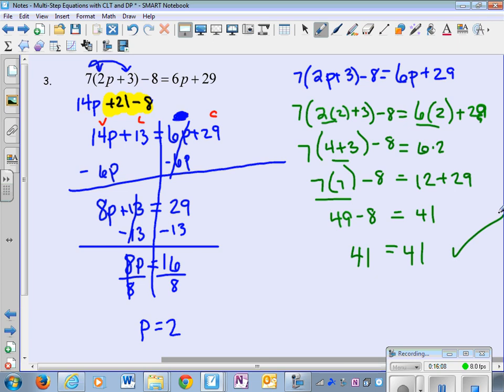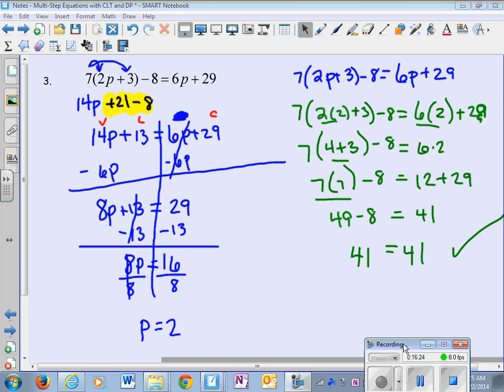It's so important to show that check. I know the more involved the equation, the longer the check is, but please take the time to do that, because if you check your work, you're guaranteed 100%. Okay, we're done with today's lesson. You may go ahead and start working on tonight's homework.